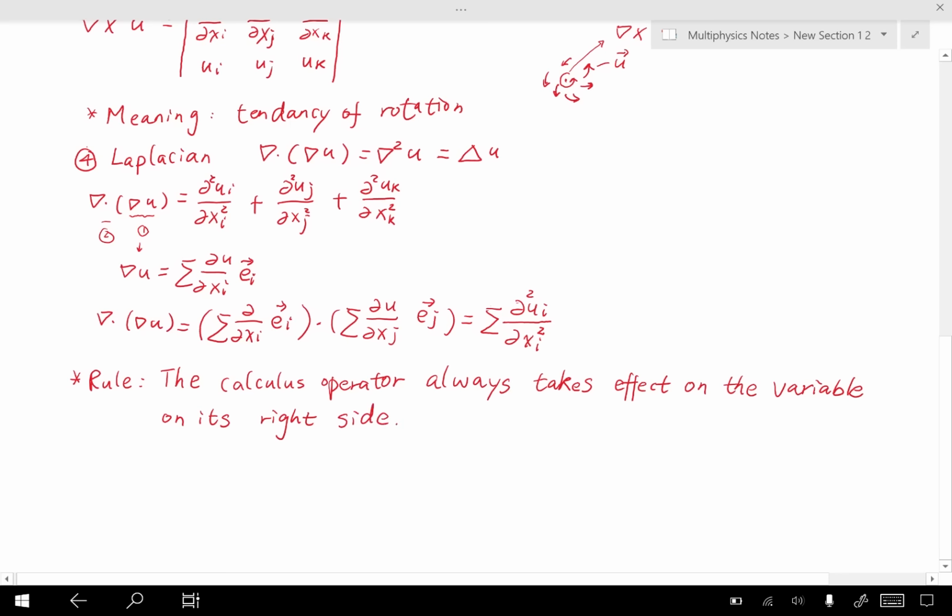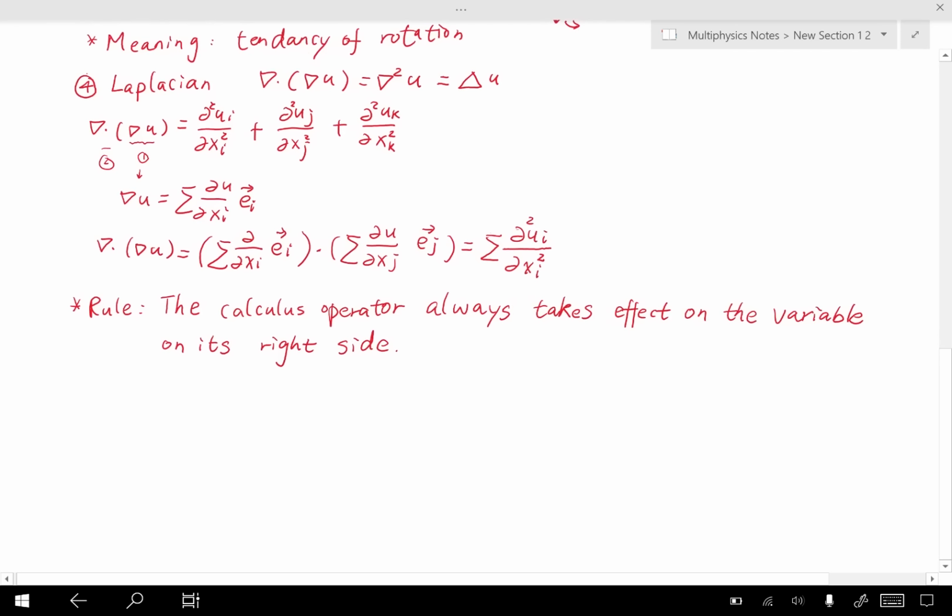So that means, for example, these and these are two different things. So that's one thing that we need to keep in mind.